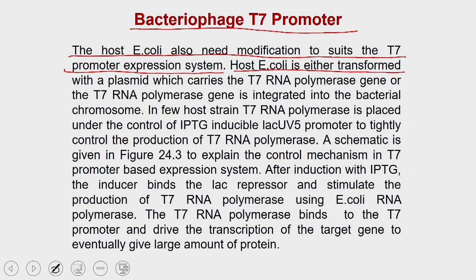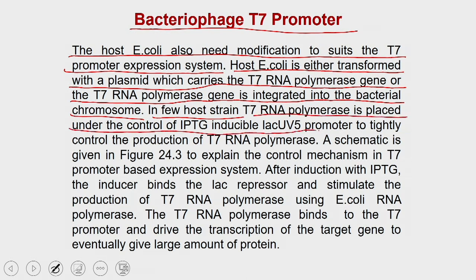Host E. coli is either transformed with a plasmid which carries the T7 RNA polymerase gene, or the T7 RNA polymerase gene is integrated into the bacterial chromosome. In a few host strains, T7 RNA polymerase is placed under the control of the IPTG inducible LAC UV5 promoter to tightly control the production of T7 polymerase.